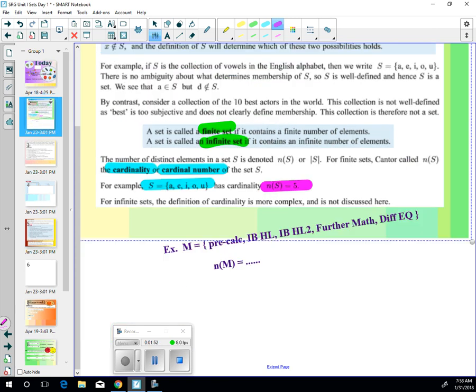I wrote, for an example, if you look at math classes that you've taken: pre-calc, IBHL, IBHL2, further math, DiffEq, 1, 2, 3, 4, 5. We would say the number of math classes you've taken is 5. Oh, you haven't taken DiffEq yet? That's sad.